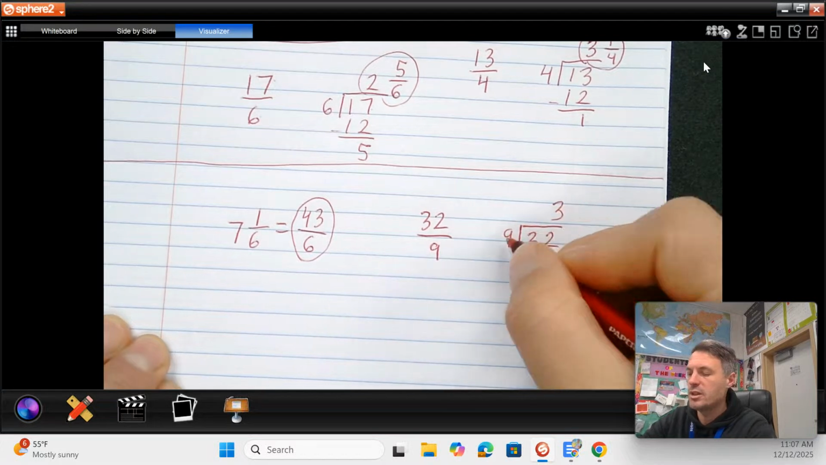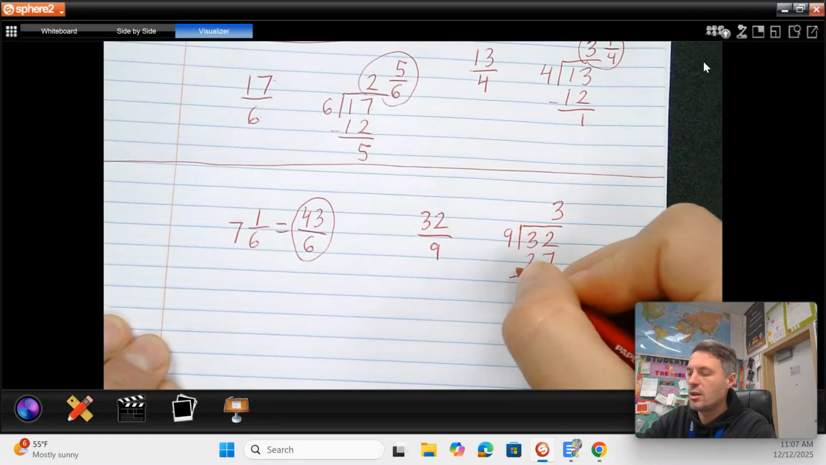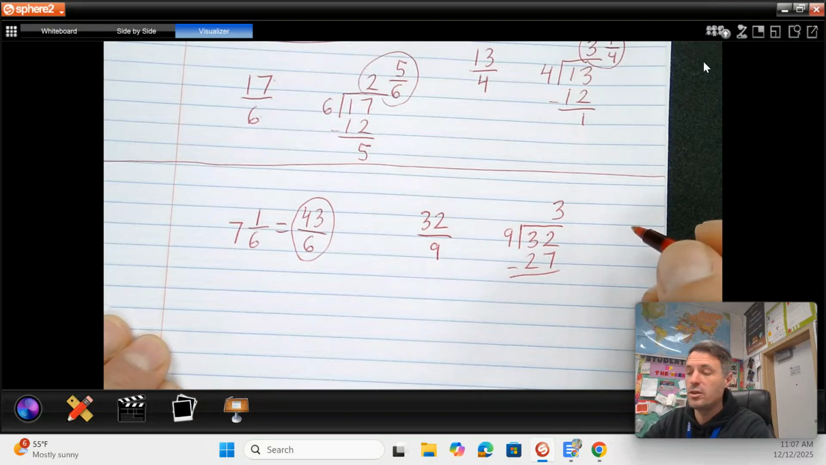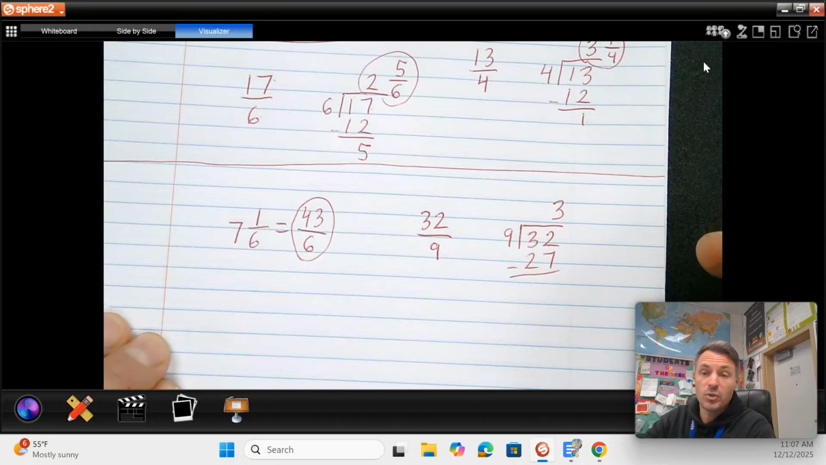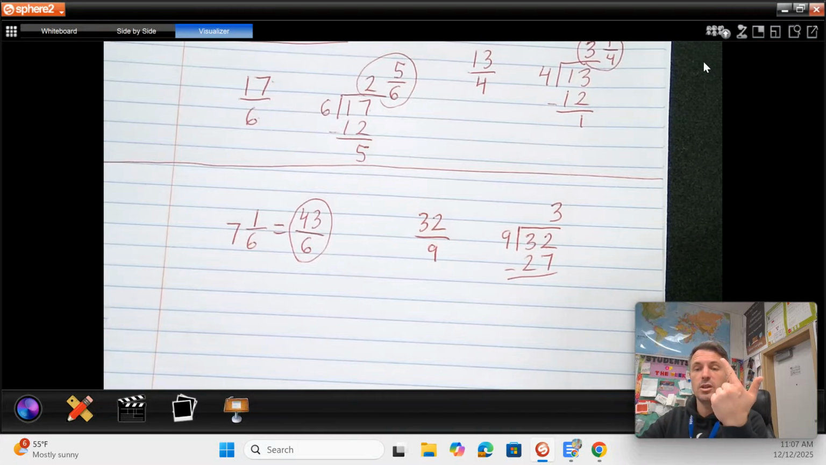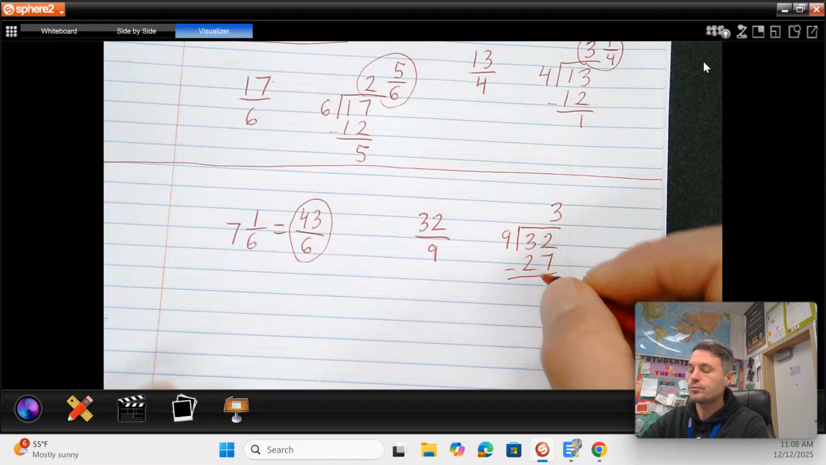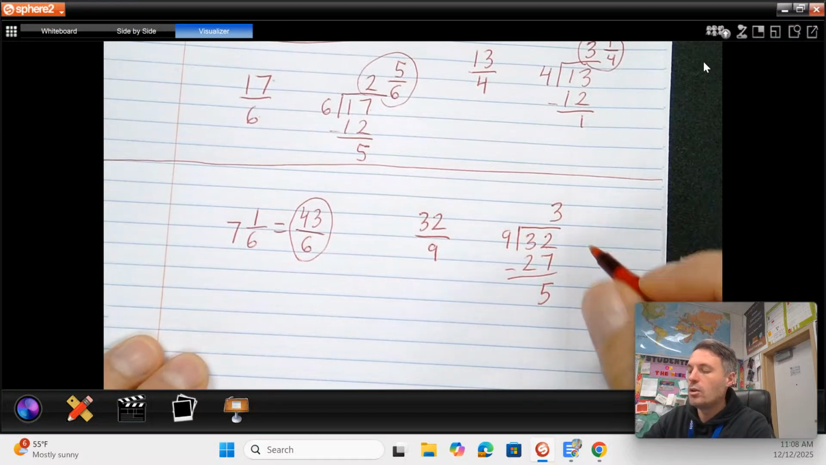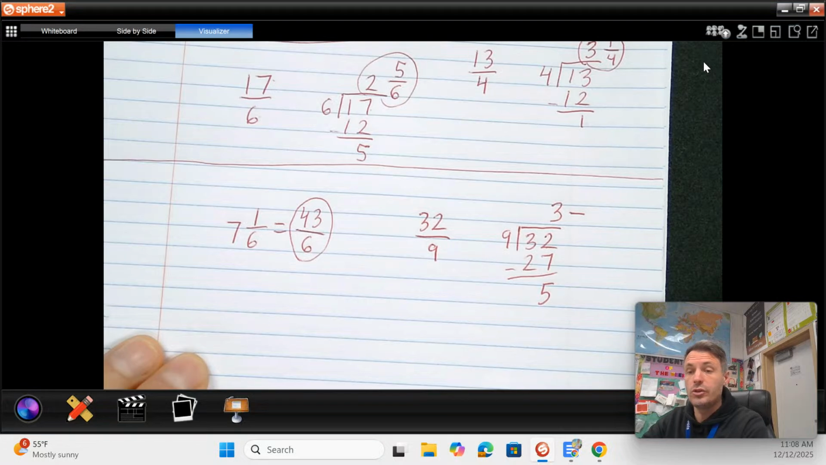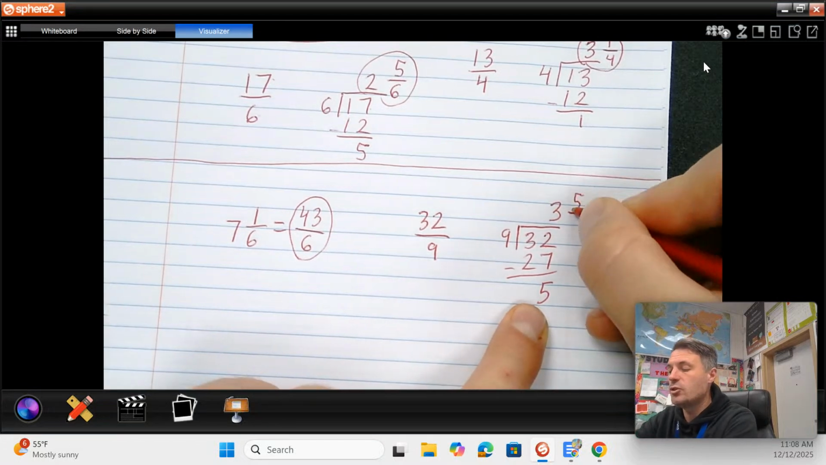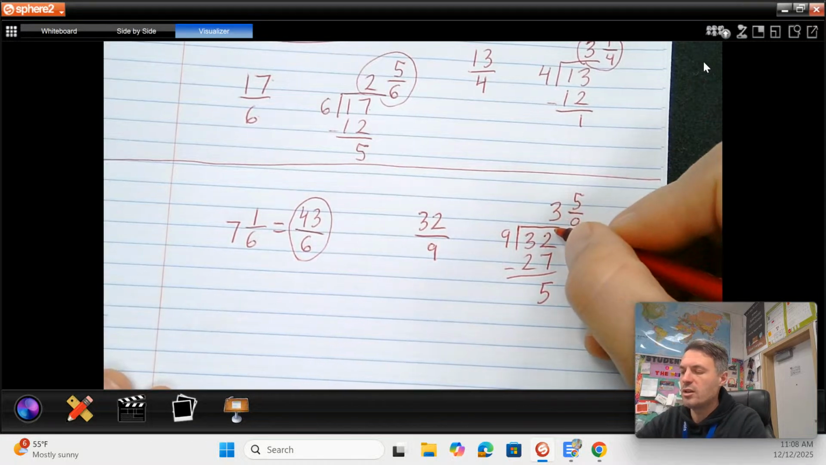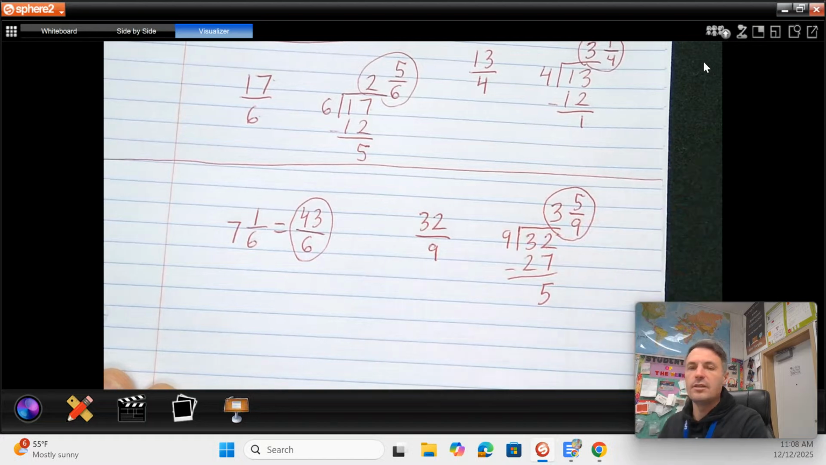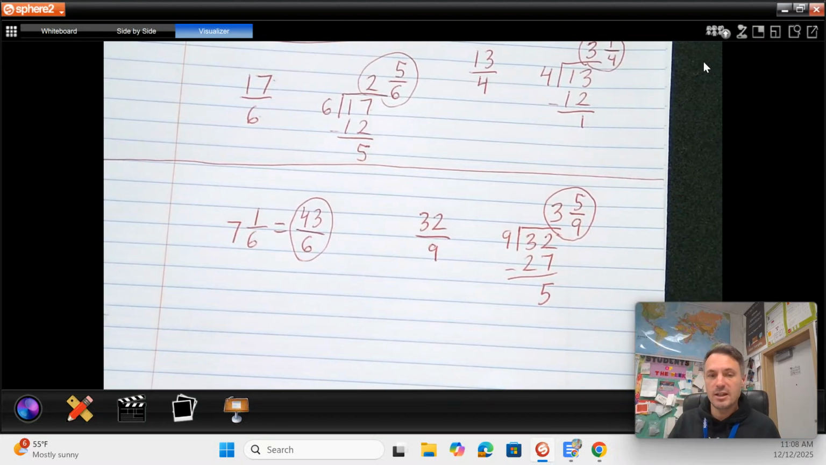Now we multiply. 3 times 9 is 27. Now we subtract 32 minus 27. Now we could borrow right here, but we could also just do this in our heads. What is 32 minus 27? It's 5, because look, 27, 28, 29, 30, 31, 32. And so now we make a fraction next to the whole number. Whatever the remainder is, that's the numerator. Whatever the divisor is, that's the denominator. So 32/9 written as a mixed number would be 3 5/9.